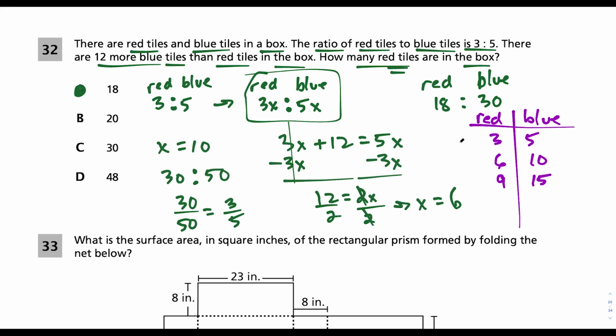So I don't just have to keep doing this over and over. 3 times 4 would give me 12. 5 times 4 would give me 20. And I'd have to keep going here. If I did times 5, I would get 15. 5 times 5 is 25. But notice these are 10 away, not 12 away.